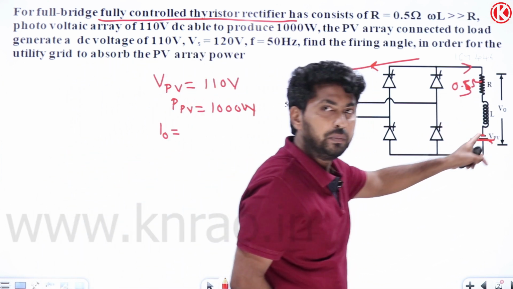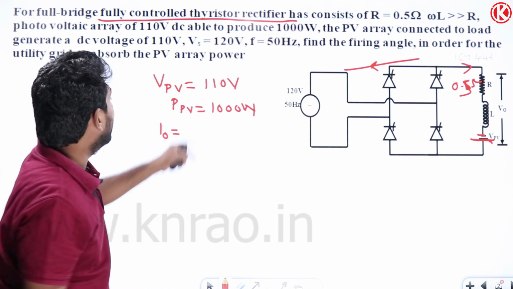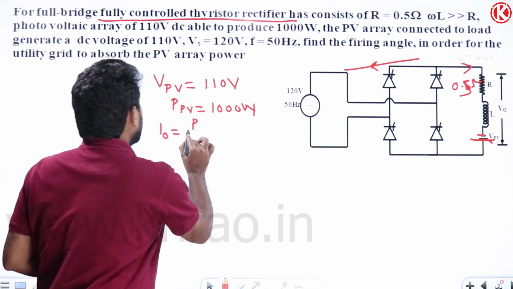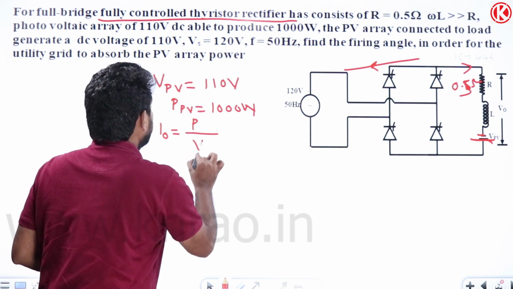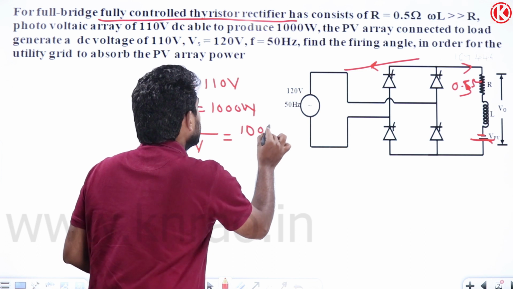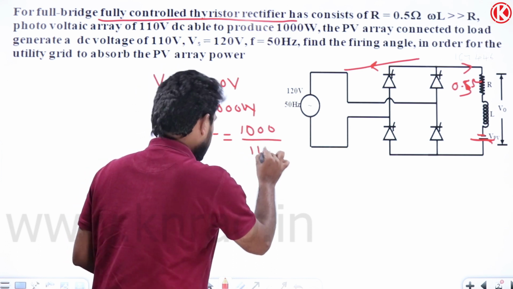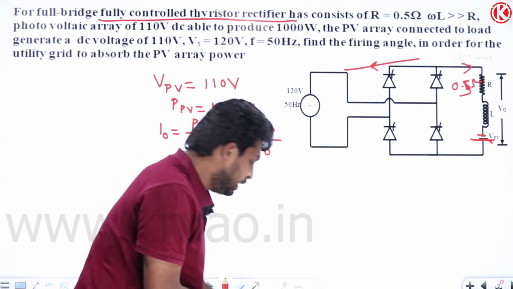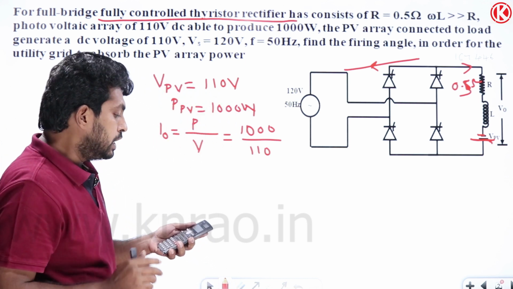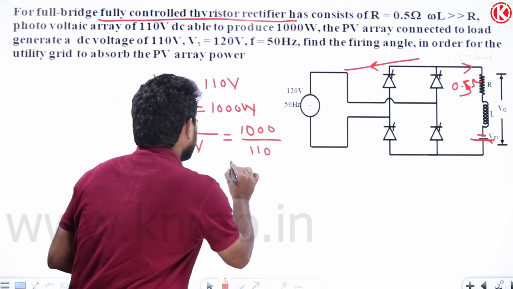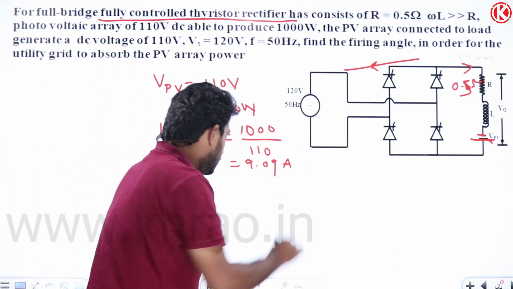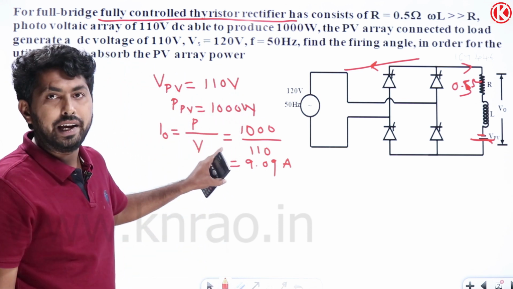So I naught equals P power divided by V, the ratio between the power of the PV panel and the voltage, which is equal to 1000 divided by 110. What is the value? 1000 divided by 110 is 9.09 amperes. So we got the I naught value.